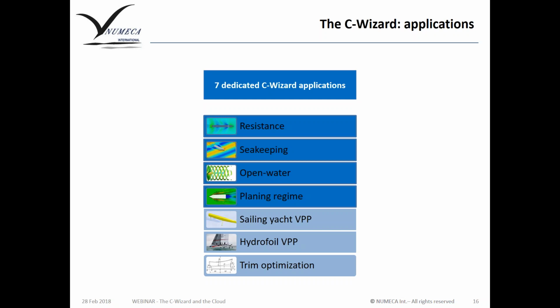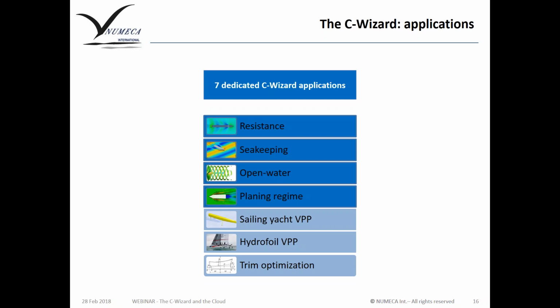The fifth one is called sailing yacht VPP. It's dedicated to sailing yacht matrices of simulation. The next one is called hydrofoil VPP, because we are making only foil simulation, isolated foil simulation, for matrices of simulation as well. And the last one is called trim optimization. For this one, we are going to try to find an optimum static trim for the later use of the ship during the cruise of the ship. So we are defining different trims at the port so that we find the best dynamic trim during the simulation or during the cruise. This one is also done thanks to the C Wizard.